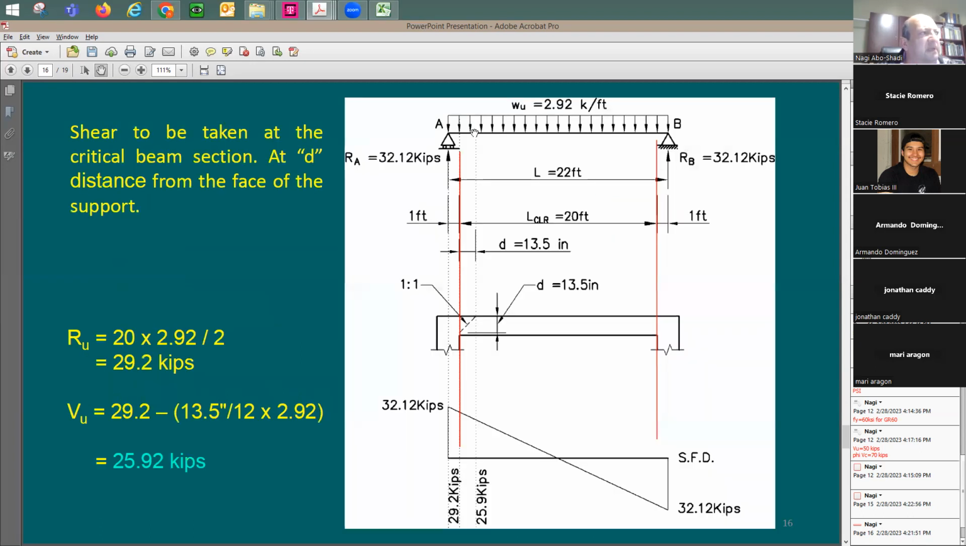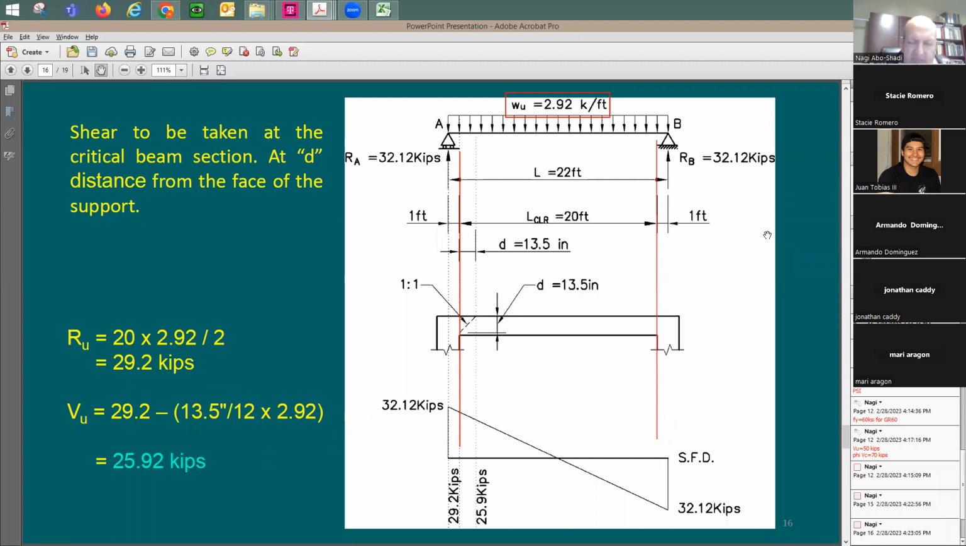Now, let's move forward. Here's again the beam. 2.92 kip per foot is the demand load. If you look at the reaction, it is going to be 2.92 times 22 divided by 2. So the reaction is going to be 32 to the left and 32 to the right. Now, where is the shear demand? This is going to be my question.